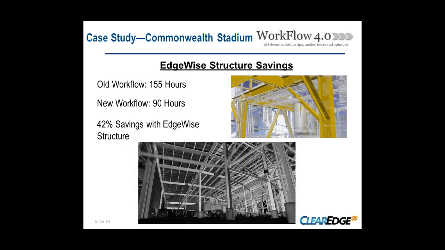So when we went back and projected out the new workflow based off of the old workflow, the old stuff took us around 155 hours to model all the beams and columns and rakers and everything that were in there. And with the new workflow, I had spent about 40 hours or so on the part that I had modeled up. So we projected that out and figured that it would take us around 90 hours to model the remainder of that, and then get everything into Revit and get anything cleaned up that we might need to clean, which would have ended up in about a 42% savings by using EdgeWise Structure over the old workflow.